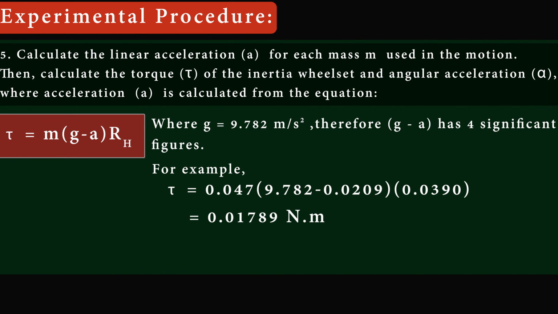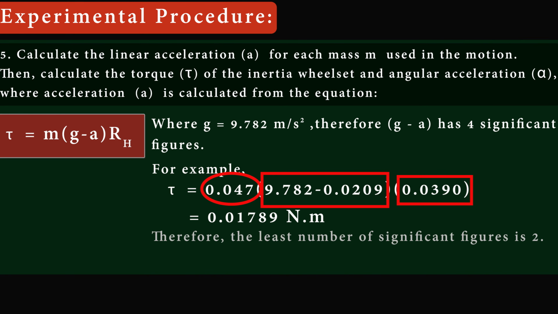For example, torque equals 0.047 times 9.782 minus 0.0209 times 0.0390, which equals 0.01789 Newton meters. 0.047 has 2 significant figures. G minus a has 4 significant figures. And 0.0390 has 3 significant figures. Therefore, the least number of significant figures is 2. Thus, the torque is equal to 0.018 Newton meters.